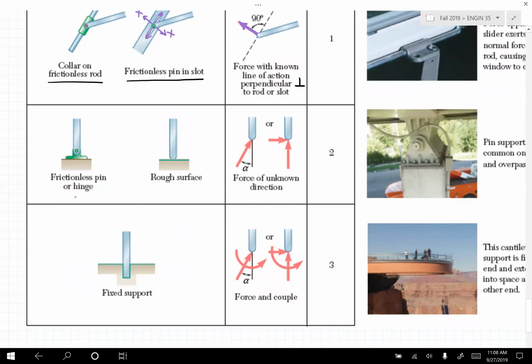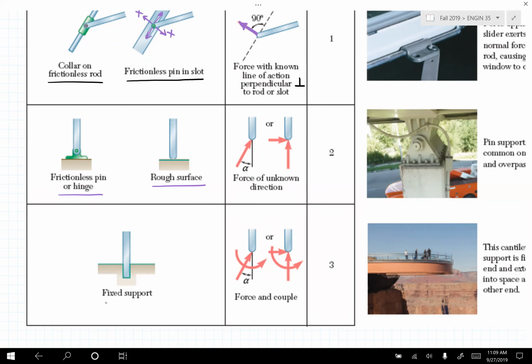If we have a frictionless pin or hinge or a rough surface, we're going to have a force of unknown direction, which we could solve for that way, or we can say that we have an X and a Y force. So we're going to replace frictionless pins or hinges and rough surfaces with a force with an X component and a force in the Y direction.